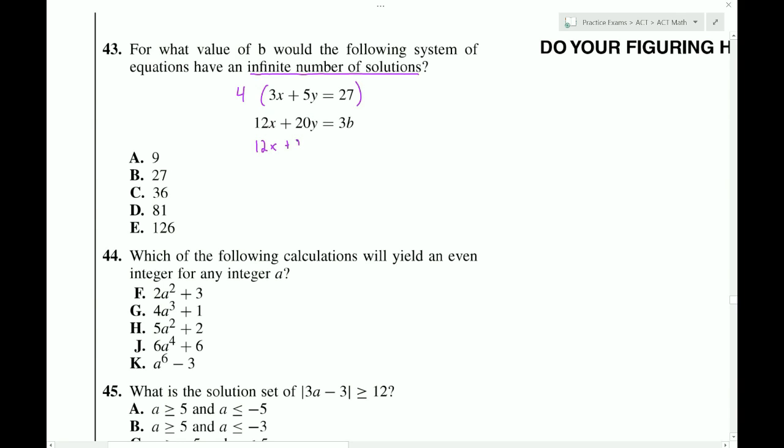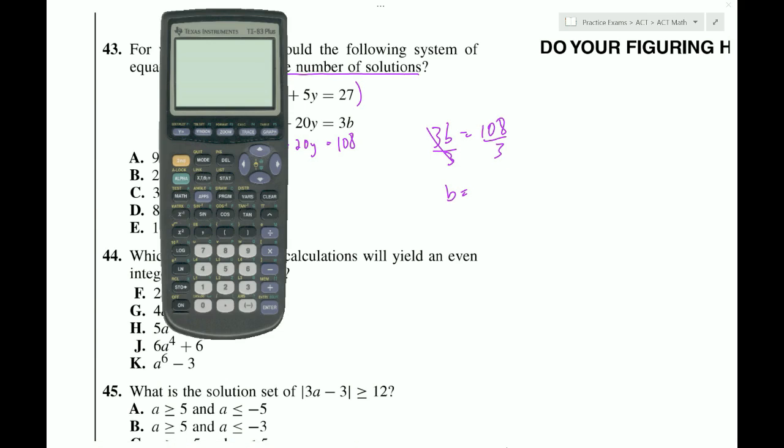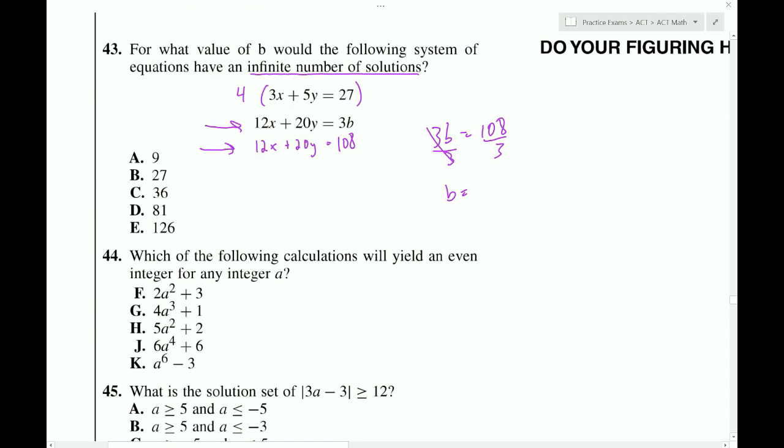So 12x plus 20y equals, and then 27 times 4, you get 28, and then 4, 8, 10, so 108. Okay, now I could compare these two equations that I have. The left sides are already equal. What I'm going to demand is I want the right sides to also be equal. Okay, so I divide by 3, and we get b equals, well, what does this equal? So 108 divided by 3, 36.